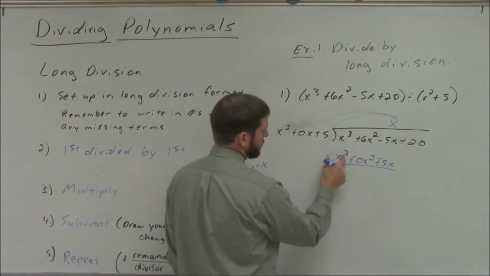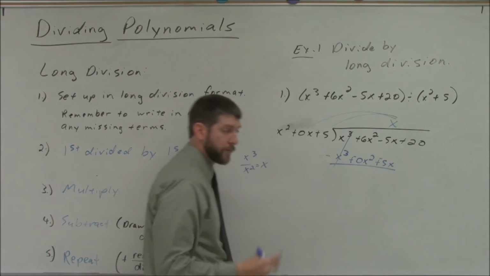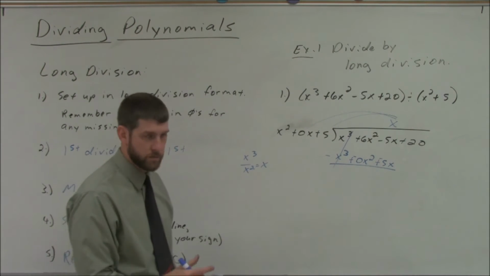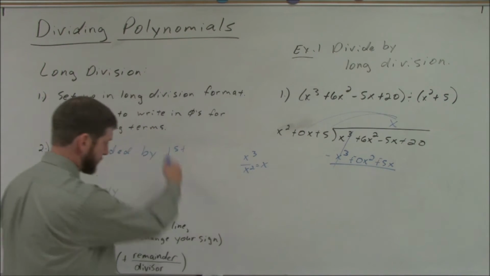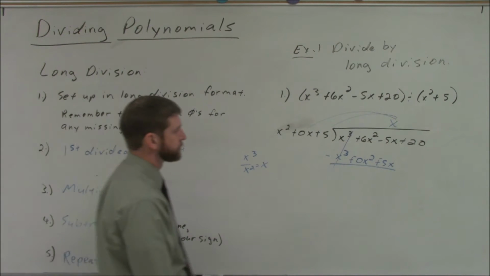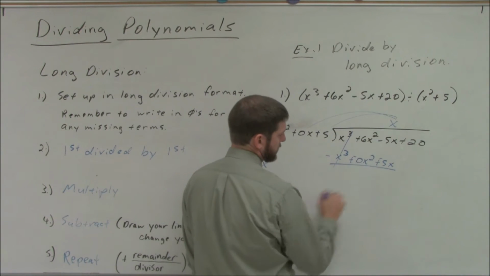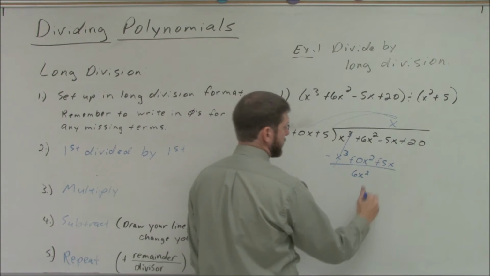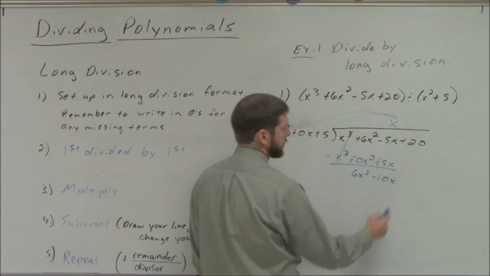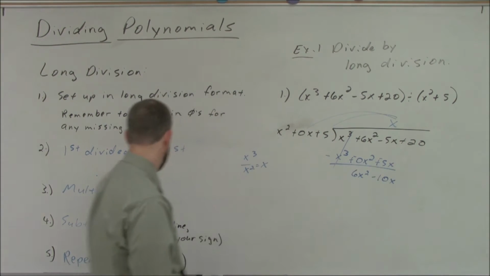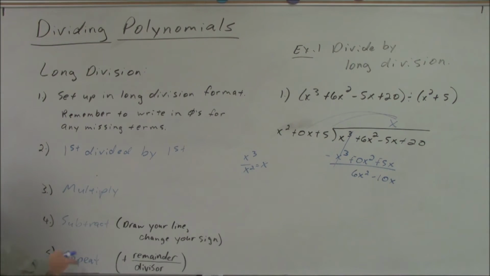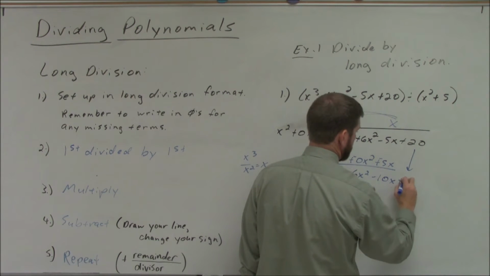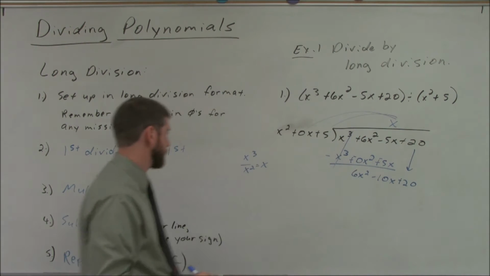So x cubed and negative x cubed should cancel. If those don't cancel, you've messed something up. You need to go back and check the last sequence of steps. 6x squared and 0x squared is 6x squared. Negative 5x is negative 10x. And then, okay, we subtract, then we bring down and repeat. So I'm going to bring down that 20. And we start the process over again.